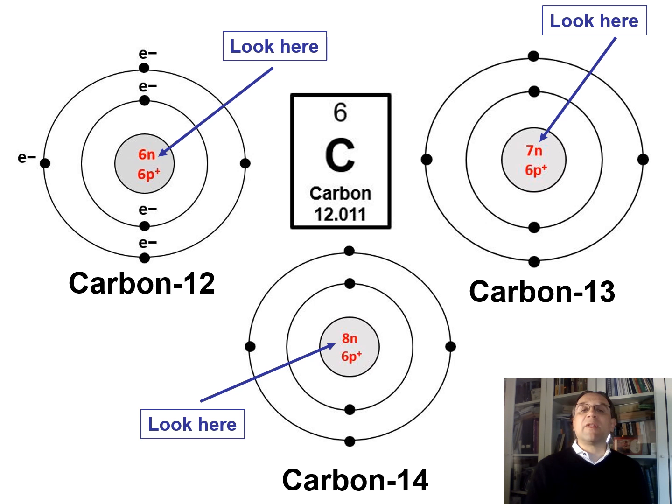Carbon 12, carbon 13, and carbon 14 are isotopes. Carbon 12 has 6 protons and 6 neutrons. Carbon 13 has 6 protons and 7 neutrons. And carbon 14 has 6 protons and 8 neutrons. As a result, they each have a different atomic mass. They are all the same element, but they are different forms of the atom: carbon 12, 13, and 14.